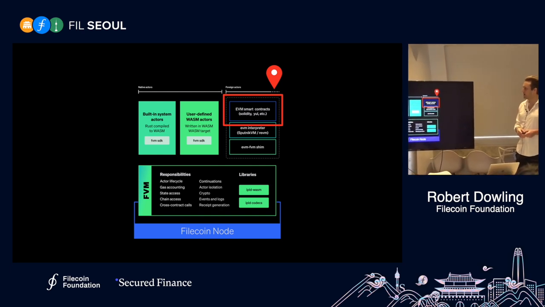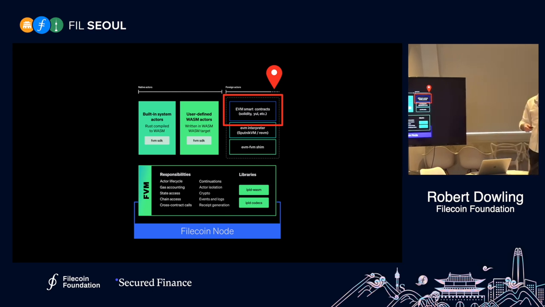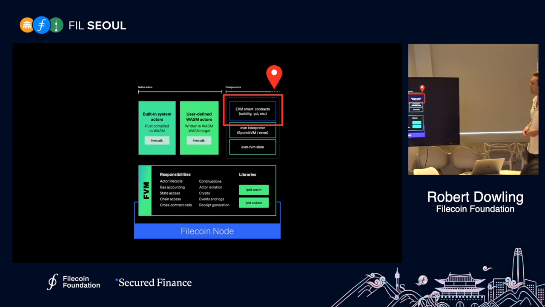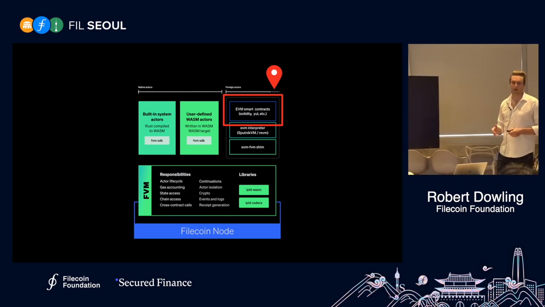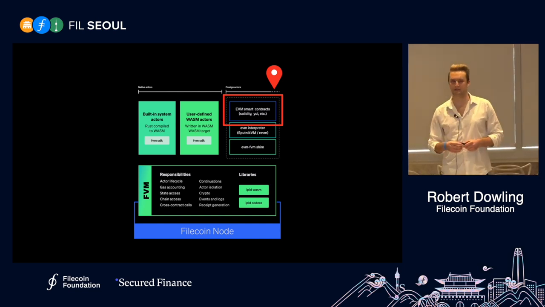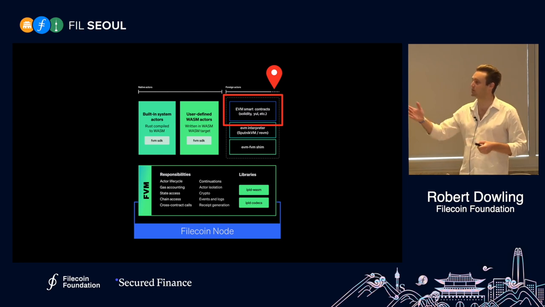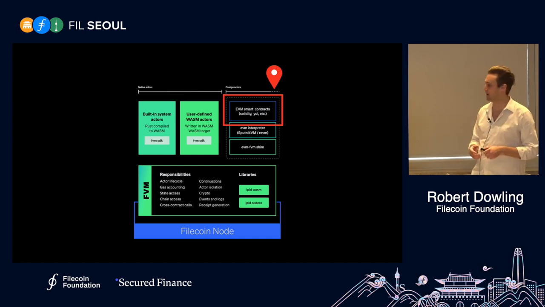I'll go back for a minute. Something that's really interesting as well is you can have native WASM actors. Actors are what we call smart contracts on FVM. And these can be user-defined, which we really are looking forward to what the developer community ends up building with respect to user-defined WASM actors. Why is that? We think they'll be much more efficient because they're actually going to be native to FVM.